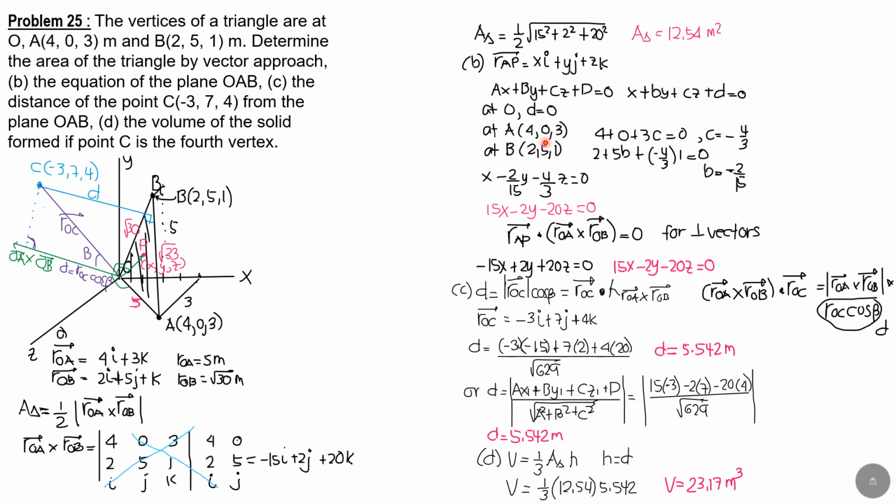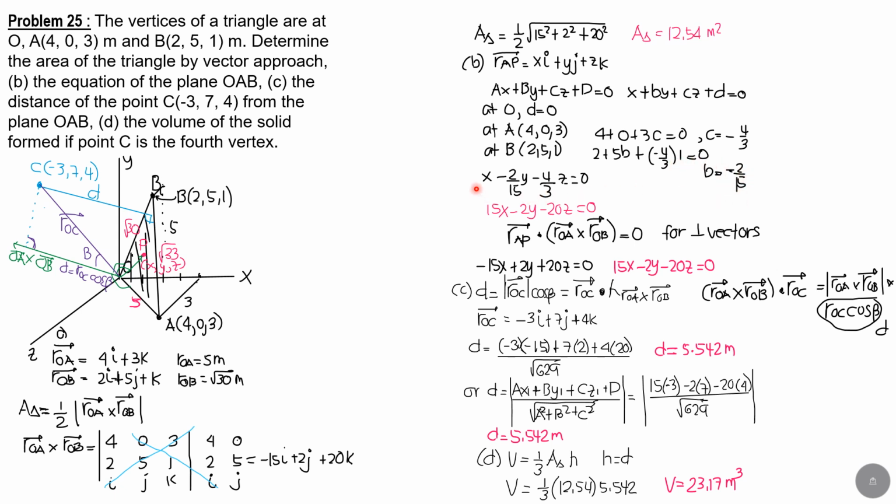Then at point A, (4, 0, 3), x is 4, y is 0, so 0, plus z is 3, so 3 times c. Since d is 0, plus 0 equals 0. We solve c: negative 4 thirds. Then at B, (2, 5, 1), x is 2, y is 5, so b times 5, 5b. Then c, which is already negative 4 thirds, times z, which is 1, equals 0. Solving for b, b is negative 2 over 15.